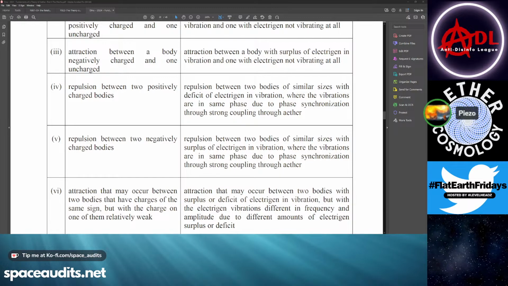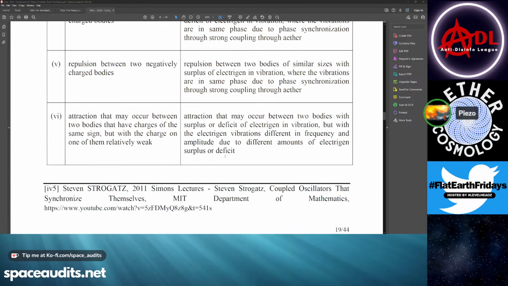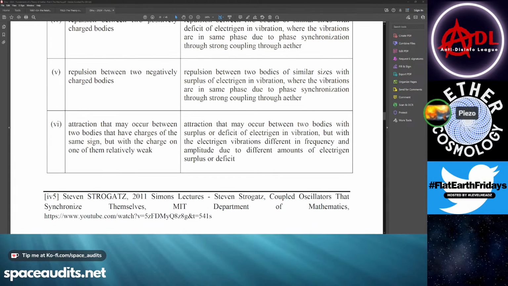Repulsion between two positively charged is electrostatic, and then repulsion between two bodies of similar sizes with a deficit of electrogen vibration, where the vibrations are in same phase due to phase synchronization through strong coupling through ether. Okay. So it's saying what we call positive repelling positive is two electrogen deficits in vibration that end up phase syncing. And what we call two negative repelling negative is two surplus electrogen and vibration that repel due to phase syncing. And then 6, which was kind of one of the cruxes earlier, I'm interested in what 6 is going to say.